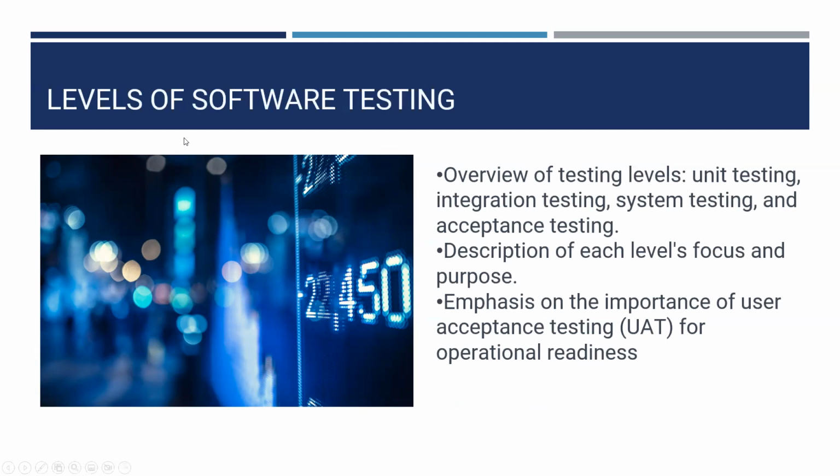Levels of software testing. These include unit testing, integration testing, system testing, and acceptance testing. Each level has a very specific focus and purpose, with the user acceptance test, or UAT, taking center stage for operational readiness.